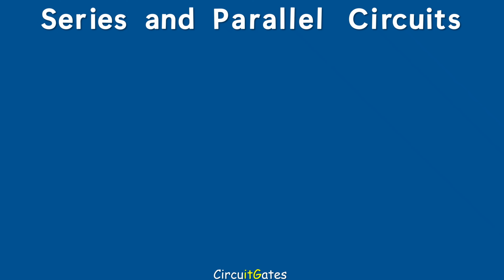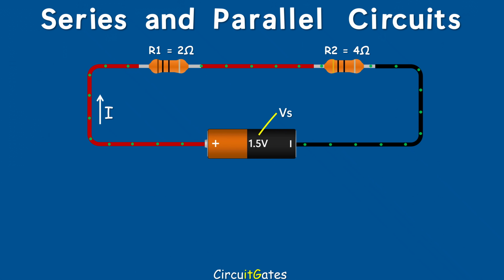Let's start with current in series and parallel circuits. In a series circuit, the current flowing through the components is the same. The current flowing through resistor 1 is the same as the current through resistor 2. The total circuit current is the same as the current through each resistor. This is because current is following a single path in which all components are connected.